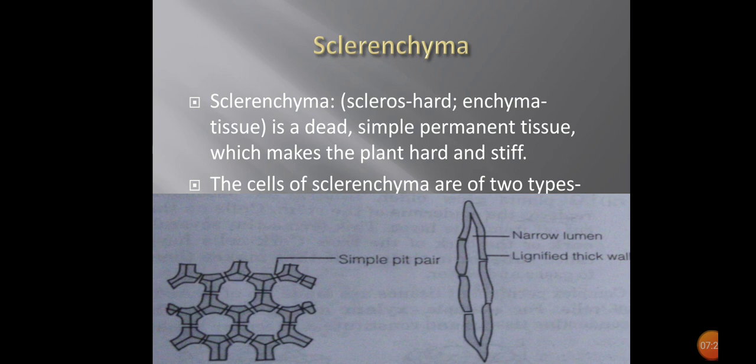Now we have seen the three simple permanent tissues: parenchyma, collenchyma and sclerenchyma. Parenchyma is otherwise called the filler tissue, collenchyma is called the supporter, which gives flexibility, and sclerenchyma is called the protector, as it gives rigidity and strength to the plant. So this is the first type of permanent tissue, simple permanent tissue. It is classified into three: parenchyma, collenchyma and sclerenchyma. Parenchyma is further divided into two: chlorenchyma and aerenchyma. Then we talked about collenchyma and sclerenchyma.